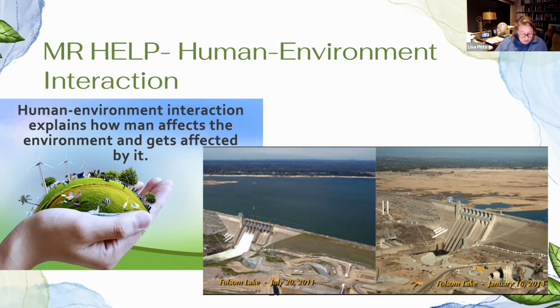So here's a picture talking about the Folsom Dam or Folsom Lake. And you can see in 2011, it was really super full. It was so full, they were letting water out of the spillway. And then, just three years later, it's all dry and there isn't a lot of water in Folsom Lake. And so we talk about a lot of things.